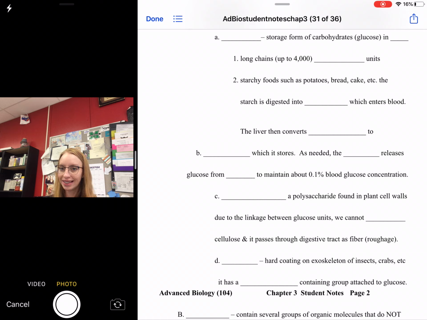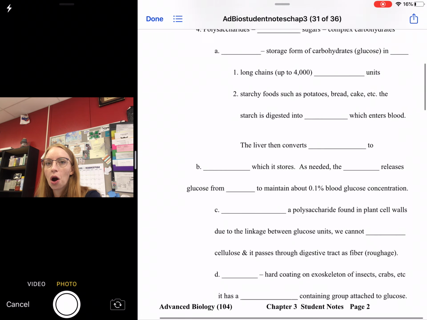Chitin, spelled C-H-I-T-I-N, is a hard coating. I mentioned that it was in fungus cell walls, but it's also found in the exoskeleton of insects, crabs, etc., and in some other things in mammals. It has a nitrogen-containing group, which is attached to the glucose. So it's not just oxygen and hydrogen and carbon, it actually has nitrogen as well.